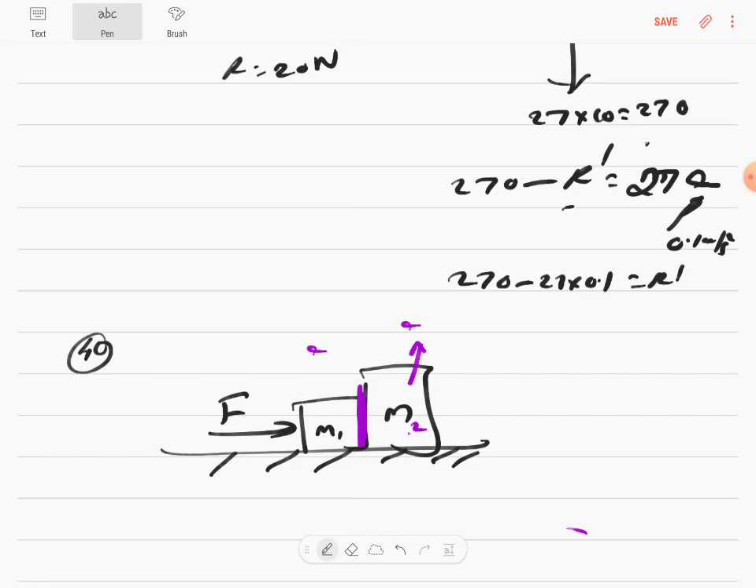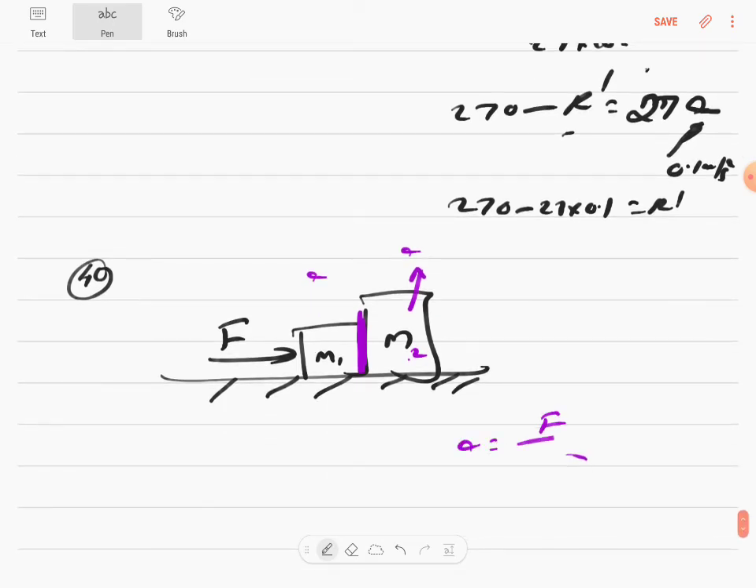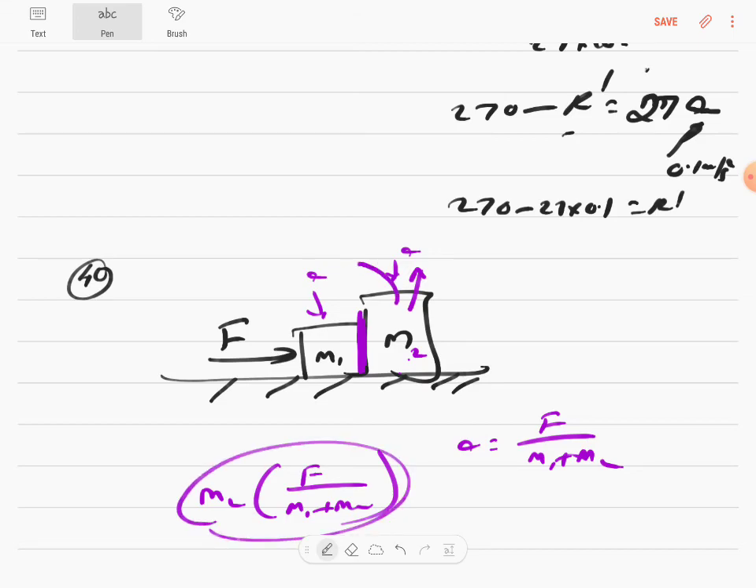So what you do is a is equal to F by m1 plus m2, because there is no friction. You take this acceleration, which will be the acceleration of this also and this also, and you multiply that specifically with m2. That will be the force of the second block on the interface. Okay, so this is the force on the interface.